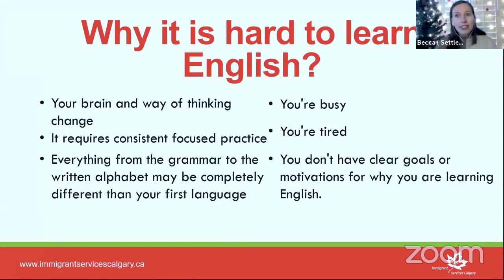Everything from the grammar to the written alphabet may be completely different than your first language. So Tigrinya, Amharic, Hindi, Arabic, Chinese, these all have totally different alphabets and grammar structures. So of course, learning a completely new alphabet is hard. It's definitely hard. And English has a lot of different sounds in it because it's from a lot of different languages pulled together. So it's difficult to learn.